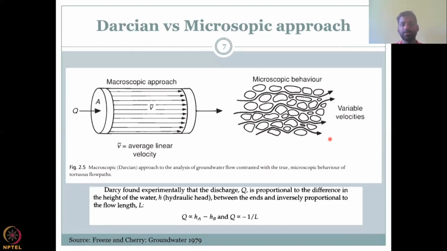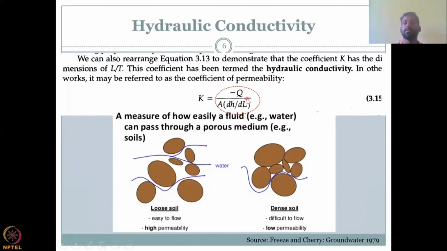Darcy found experimentally that the discharge Q is proportional to the difference in the height of the water, the hydraulic head, between the ends, and inversely proportional to the flow length, which is L. And we will look into detail on how this experiment was set up, along with how this equation was arrived at, in the following lecture. I would like to stop today's lecture.